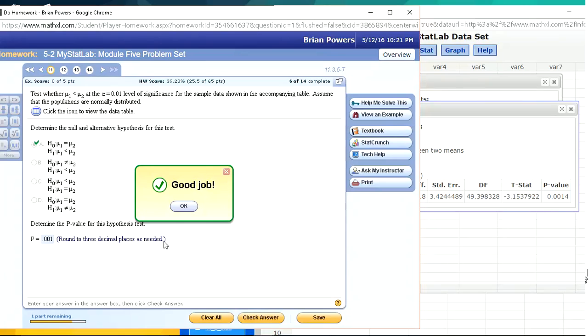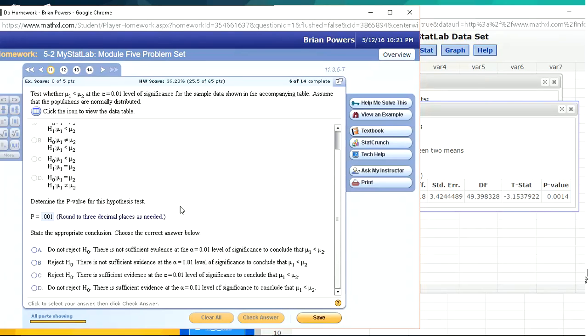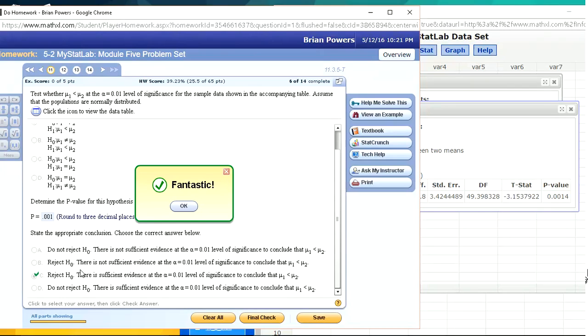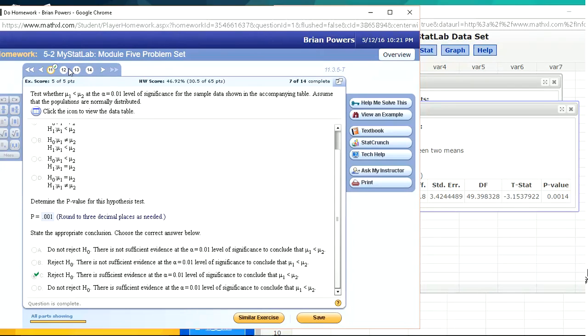Good job. And we want to interpret it. So p-value is tiny. It's way less than our alpha. We want to reject. There is sufficient evidence. Reject. There is sufficient evidence. All right, cool.